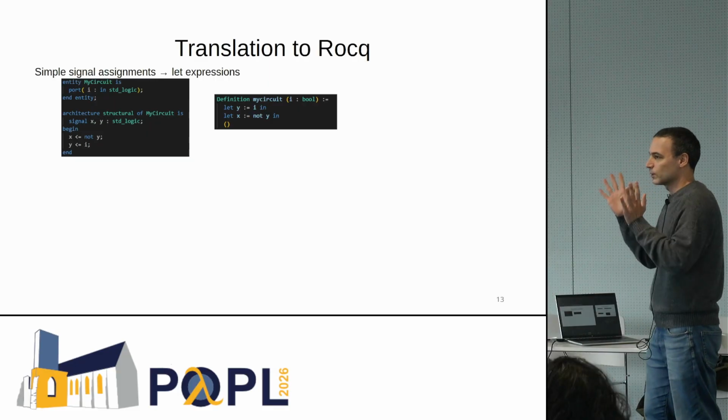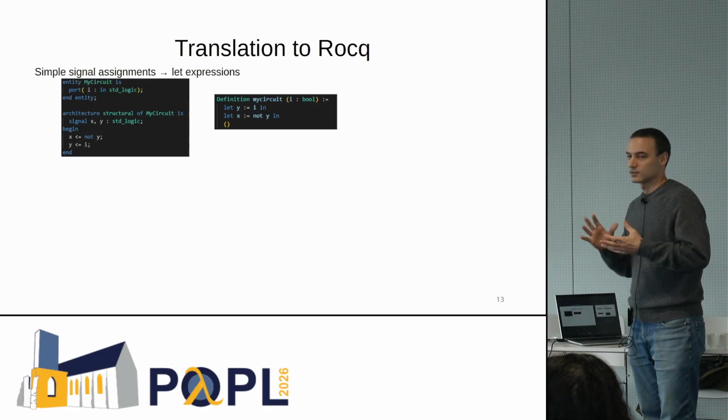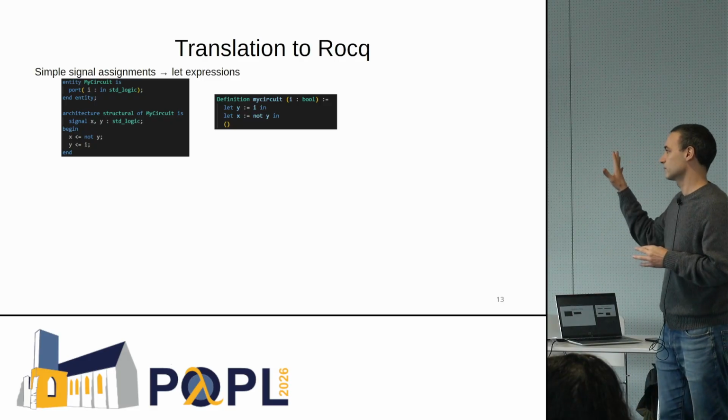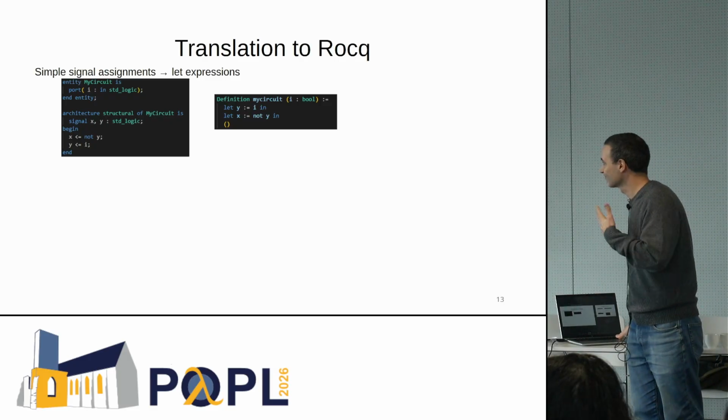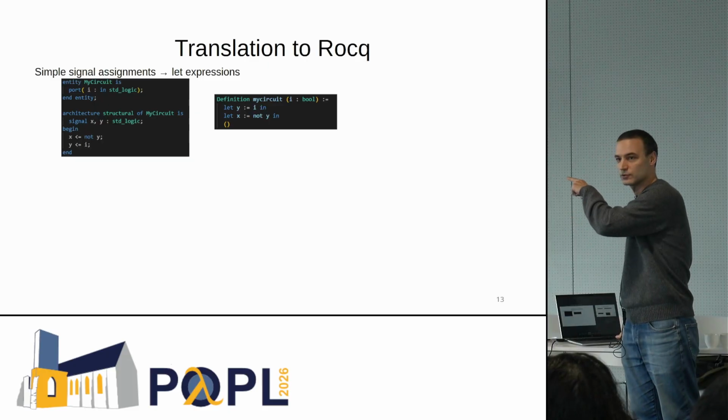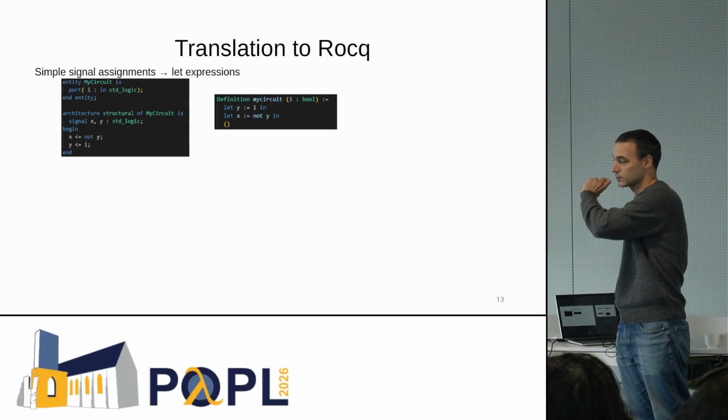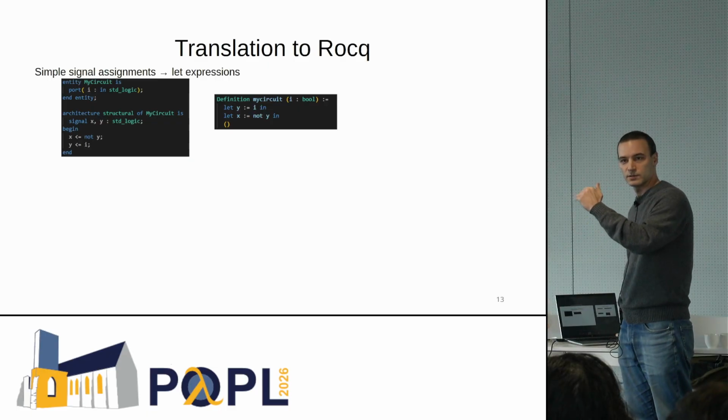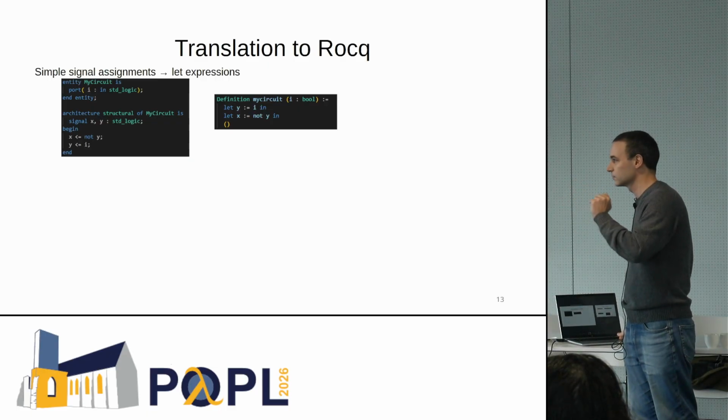Okay, and once such checks are done, I just want to show a few examples of what the translation looks like. So we have already seen this. Such simple statements just become let expressions, giving the last final stabilized value.